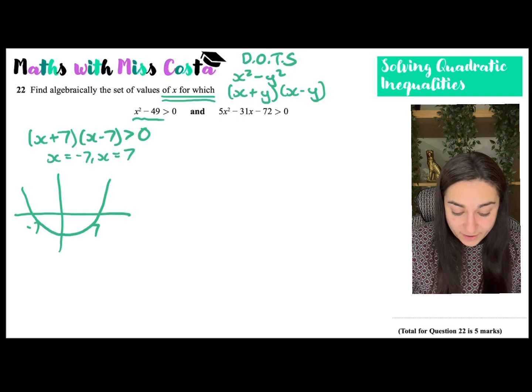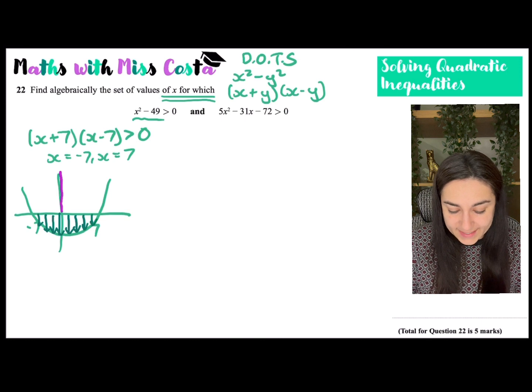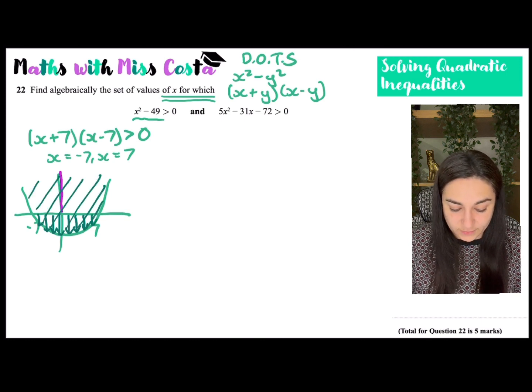And then where is this graph? So where are the y values greater than 0? Well, obviously everything under here, the y coordinate is less than 0. So it can't be anything in this region.